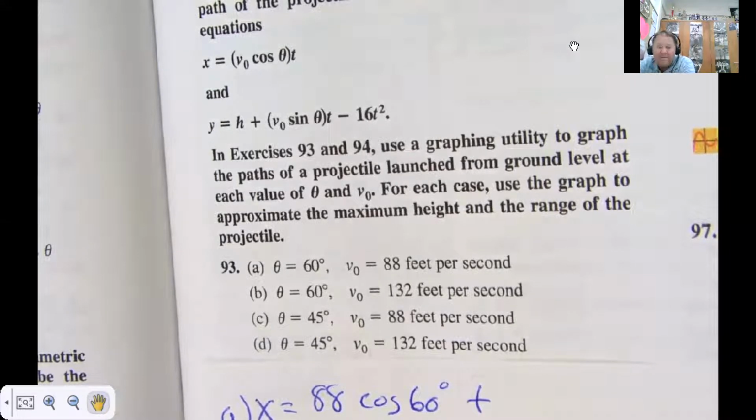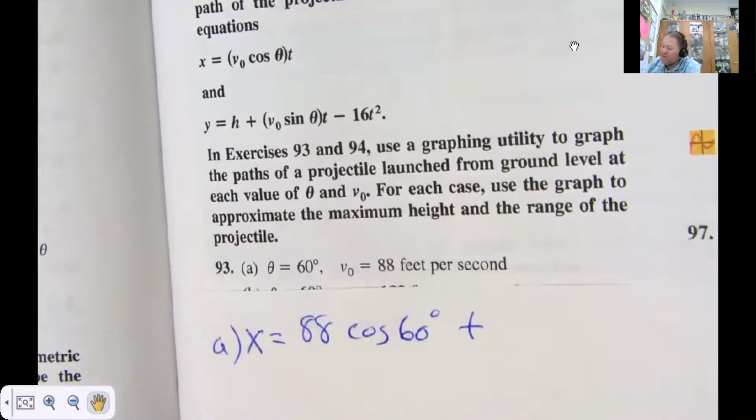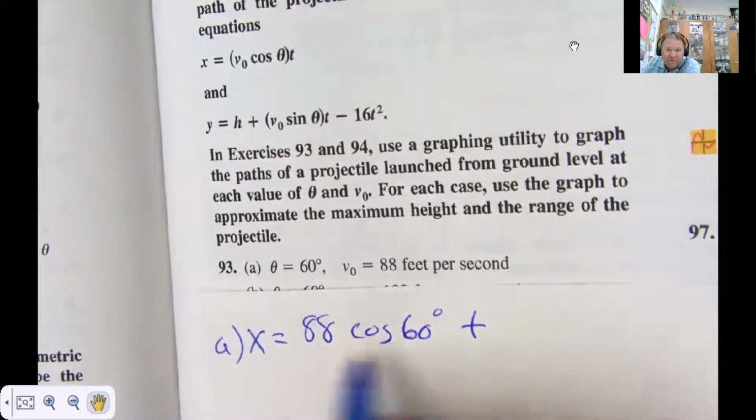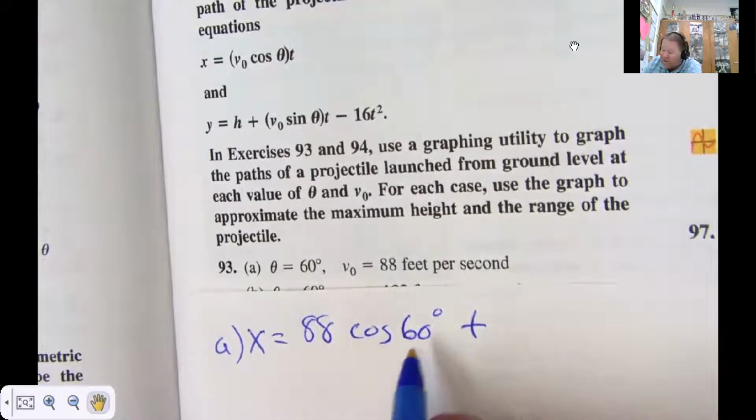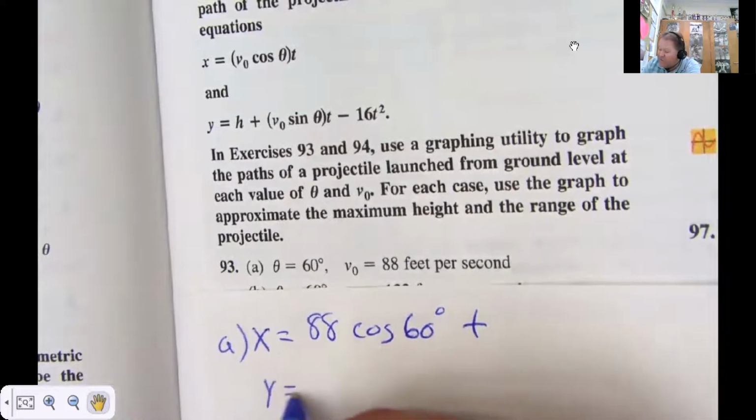I could do this 4 times, just with different numbers, but I think I'm just going to do 1 of these and then move on to 95, because this does take quite a while. Okay, and so that's what x is in terms of t. That's a parametric equation.